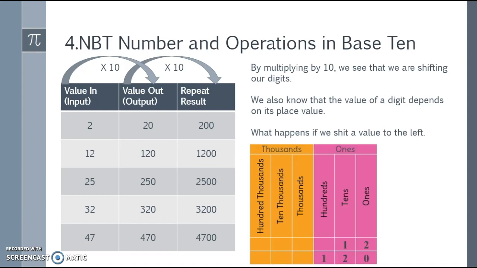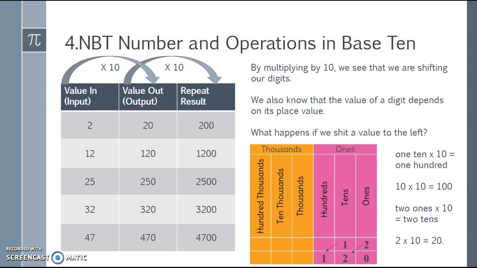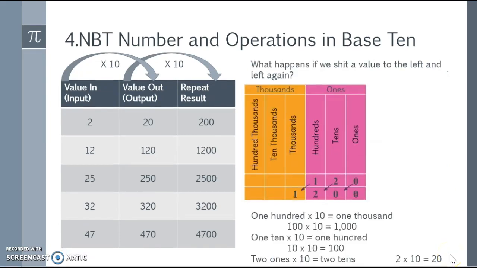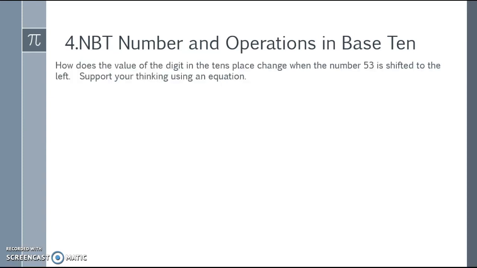So I see that going from 12 to 120, I'm shifting my pieces to the left. So my tens goes to the hundreds, my ones goes to the tens, and then I use 0 as a placeholder. So 10 times 10 gives me 100, and 2 ones times 10 is 2 tens, so 2 times 10 is 20. Further, if I shift it left and then left again, so notice that we go to the thousands, the hundreds, the tens, and we keep going and adding a 0 for a placeholder.